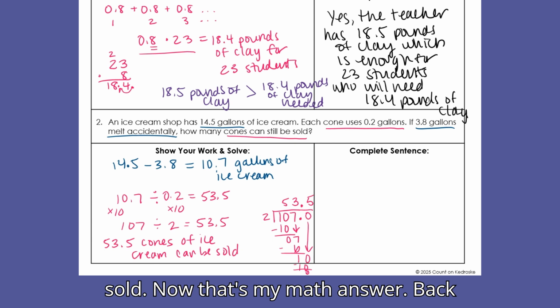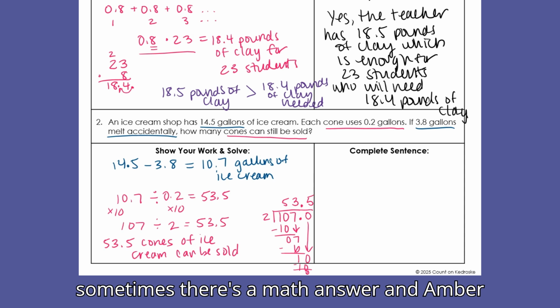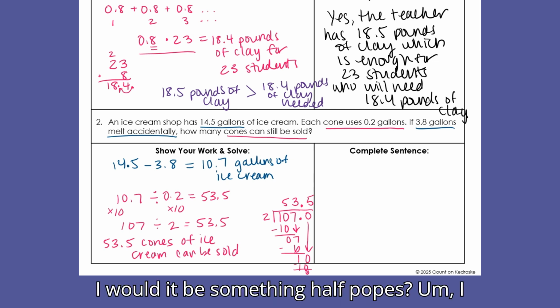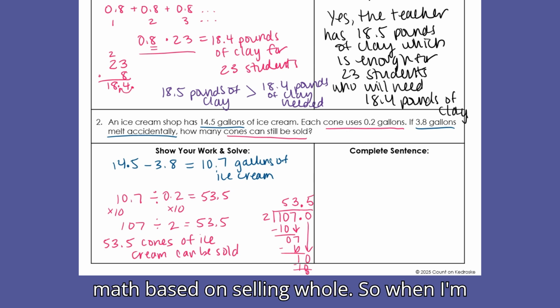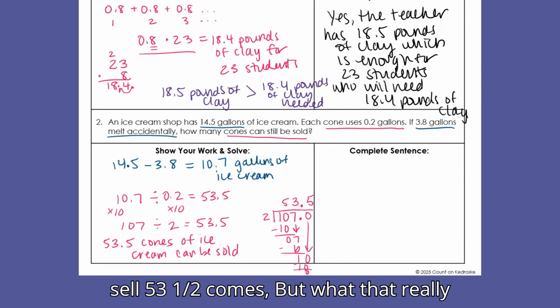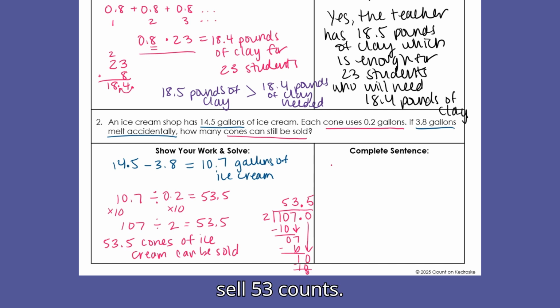Now that's my math answer. At the beginning of the video, I talked about how sometimes there's a math answer and a real world answer. So if I'm a business owner, I wouldn't be selling half cones. I would be doing my budget. I'd be doing my math based on selling whole cones. So when I'm looking at, okay, I have enough ice cream to sell 53.5 cones, what that really means is that I can only sell 53 cones.